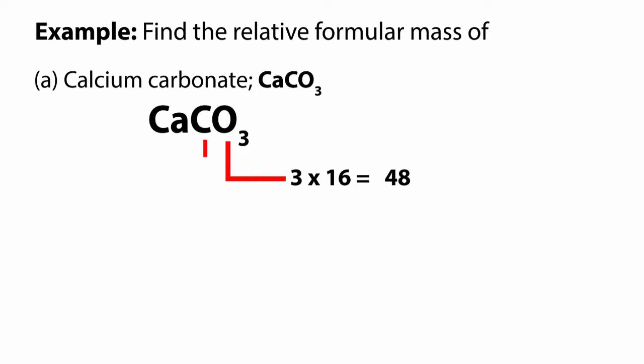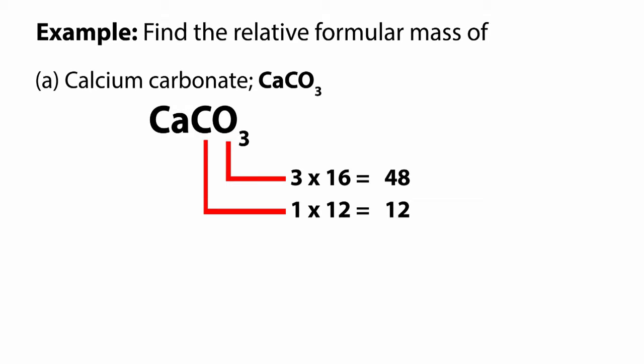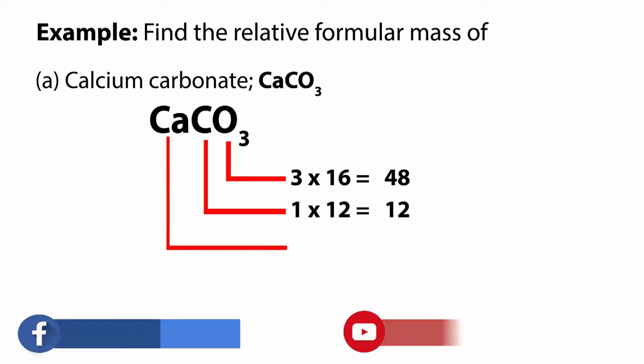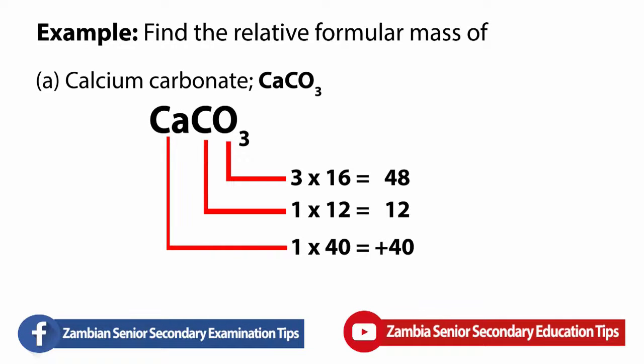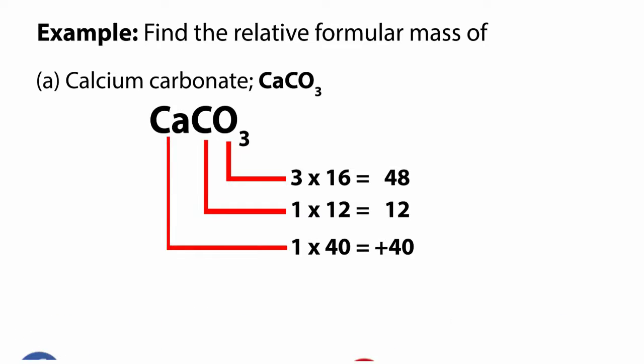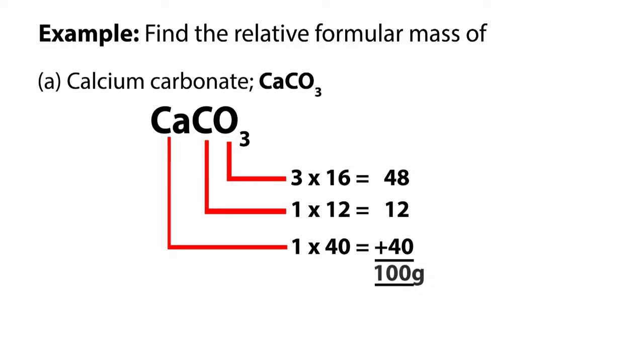And we have 1 carbon atom times the relative atomic mass of carbon, which is 12. So 1 times 12 is equal to 12. And also in this compound we have 1 calcium atom times the relative atomic mass of calcium, which is 40. So 1 times 40 gives us 40. So if you add these masses, it's going to give us 100 grams. So the relative formula mass of calcium carbonate is 100 grams.